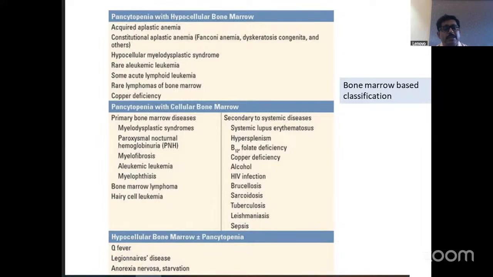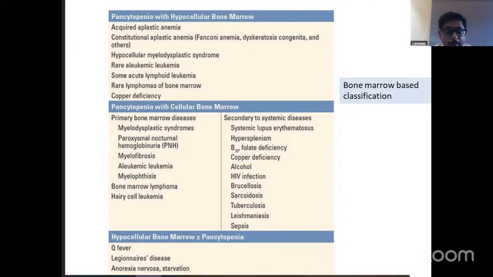Now, if we discuss pancytopenia with cellular bone marrow, it could be a primary bone marrow disease or secondary to systemic diseases. The primary bone marrow diseases are myelodysplastic syndrome, paroxysmal nocturnal hemoglobinuria, myelofibrosis, aleukemic leukemia, myelophthisis, bone marrow lymphoma, or hairy cell leukemia. And secondary causes could be SLE, hypersplenism, B12 deficiency, folate deficiency, copper deficiency, alcohol, HIV, brucellosis, sarcoidosis, tuberculosis, leishmaniasis, sepsis.